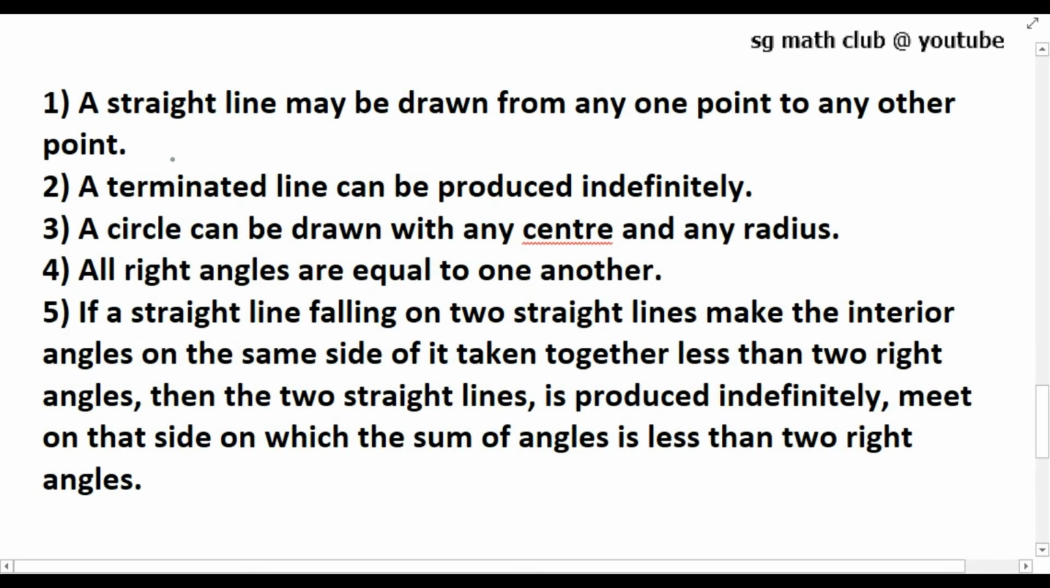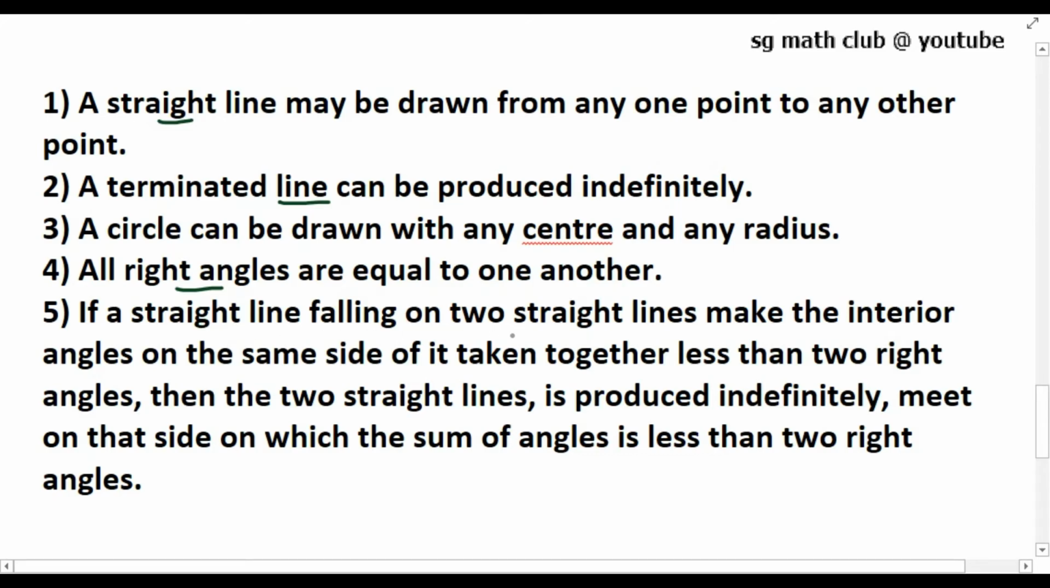So these are Euclid's five postulates. A straight line may be drawn from one point to another point. A terminated line can be produced indefinitely. A circle can be drawn with any center and any radius. All right angles are equal to one another.